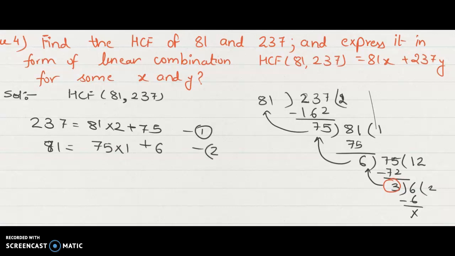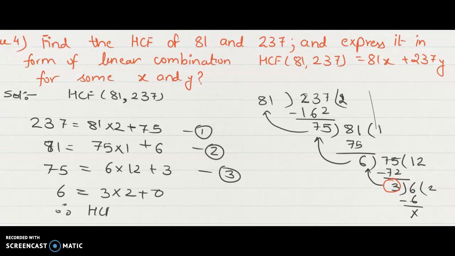We have done this in the second division. In the third division what have we done? The dividend is 75, the divisor is 6, the quotient is 12 and the remainder is 3. In the last part we get 6 is equal to 3 into 2 plus 0. Therefore the highest common factor is what? Here the highest common factor is 3. Okay.